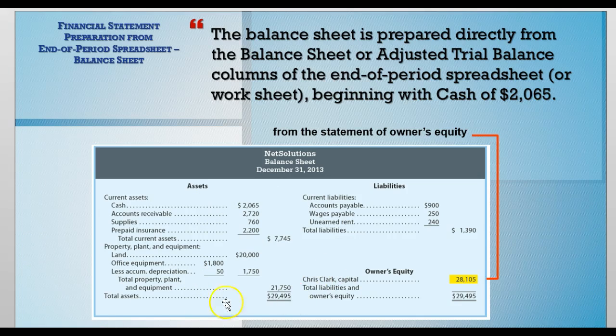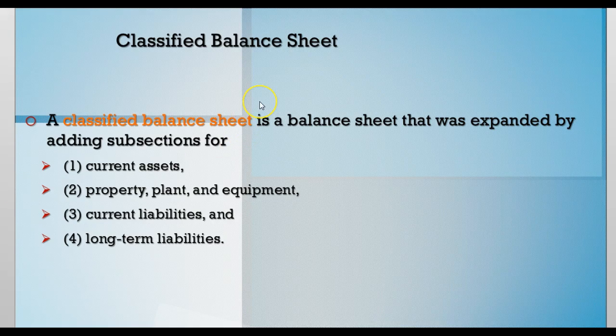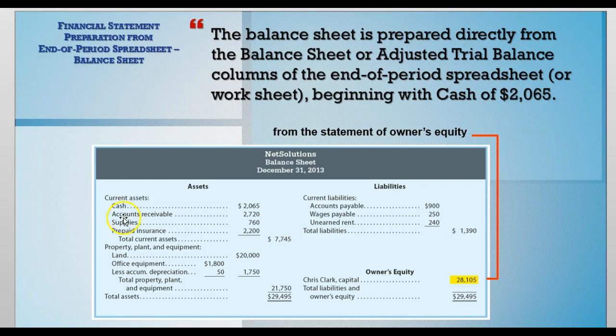Again, the balance sheet numbers all come from the adjusted trial balance. This gets popped in there from the owner's equity and should balance out the balance sheet at that point. Now, also in this particular review, it talks about a classified balance sheet, which before you'll notice we have been just adding everything together without classifications.